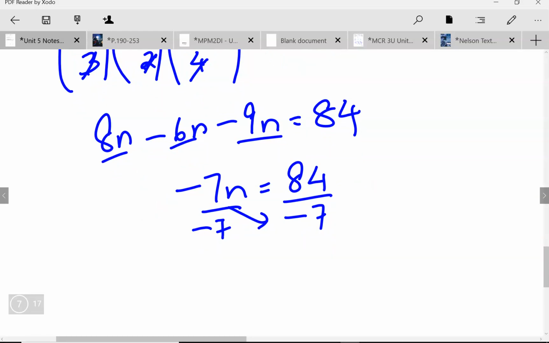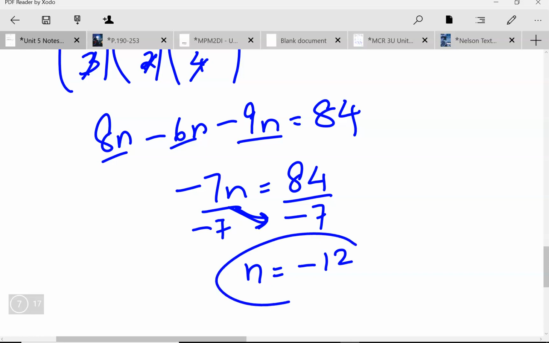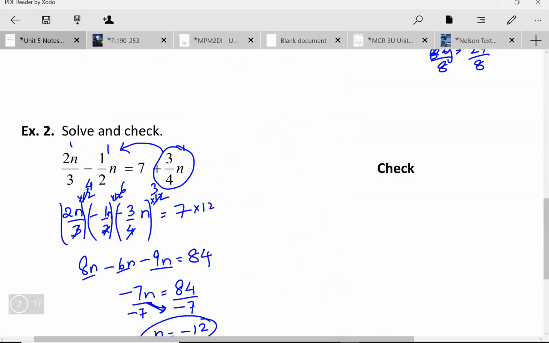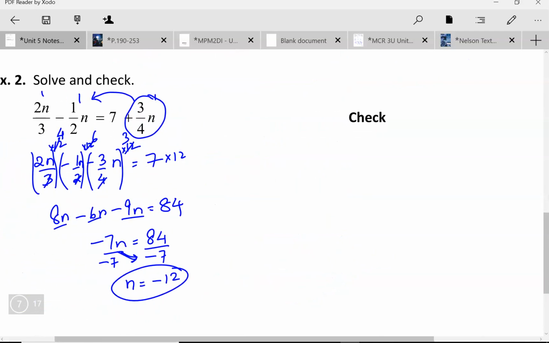Negative 7 was in the numerator. When it goes to the other side, it goes to the denominator. 84 divided by negative 7 is negative 12, and that's your answer. There's many different ways you can do this. I'm not going to do all of them, but as you'll see, you can approach this in different ways.